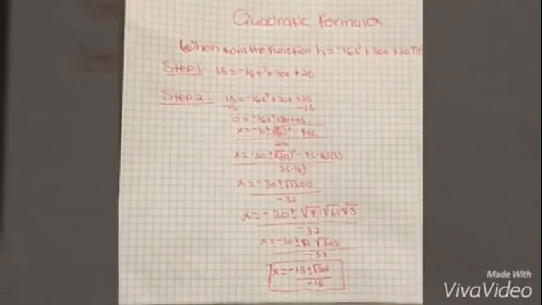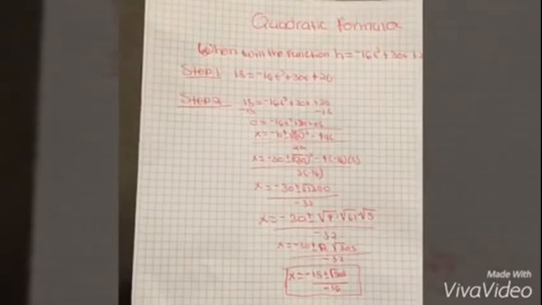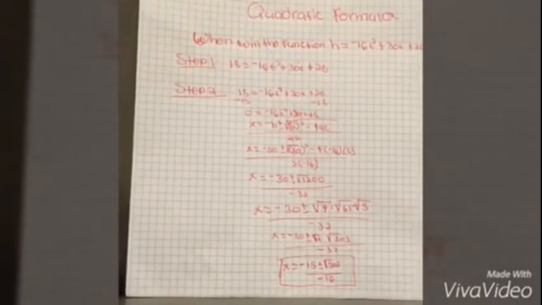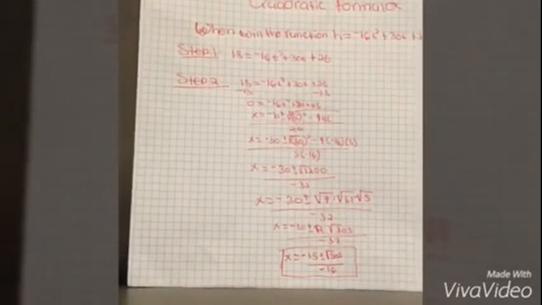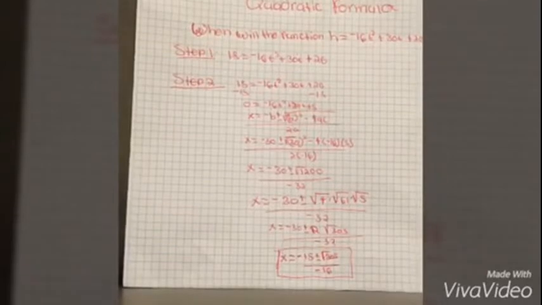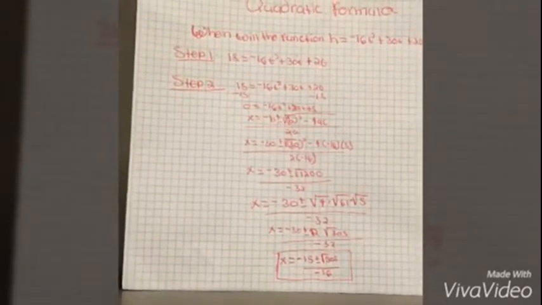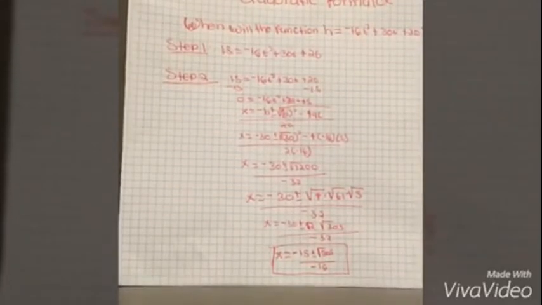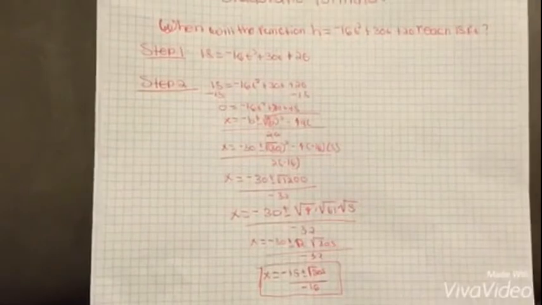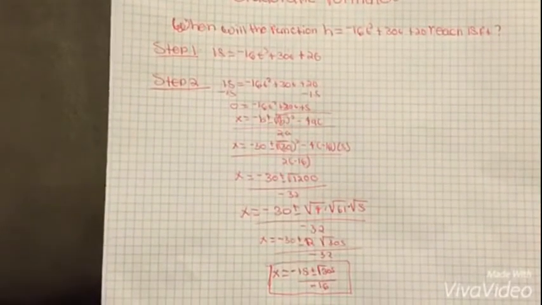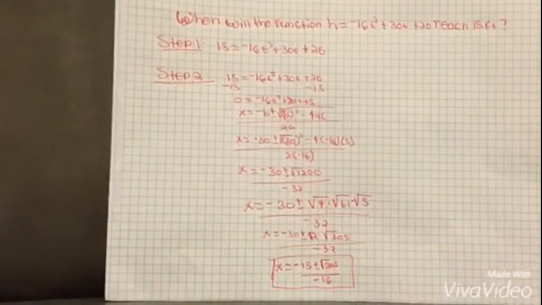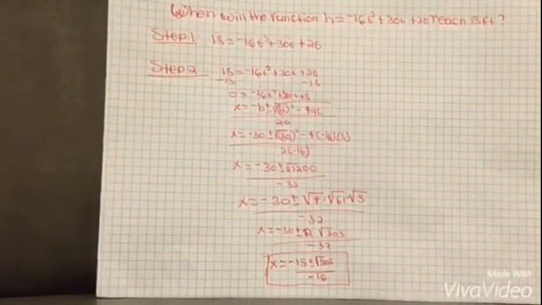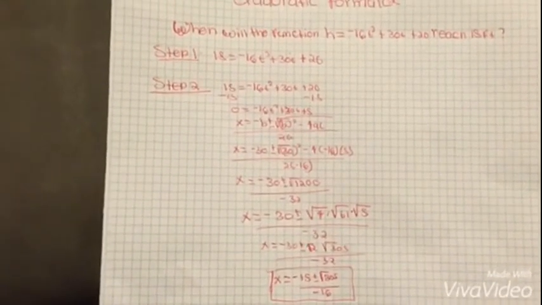Putting it into the quadratic formula, it would look like x equals negative 30 plus or minus the square root of 30 squared minus 4 times negative 16 times 5 all over 2 times negative 16, which would simplify to x equals negative 30 plus or minus the square root of 1200 all over negative 32, which you can simplify further to x equals negative 30 plus or minus 2 square root of 305 over negative 32, which you can also simplify down to x equals negative 15 plus or minus the square root of 305 over negative 16, which would be your final answer.